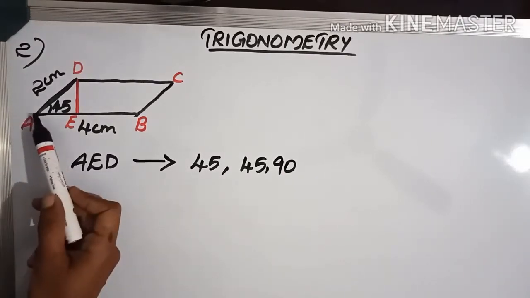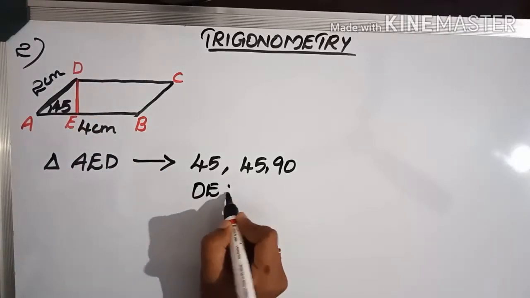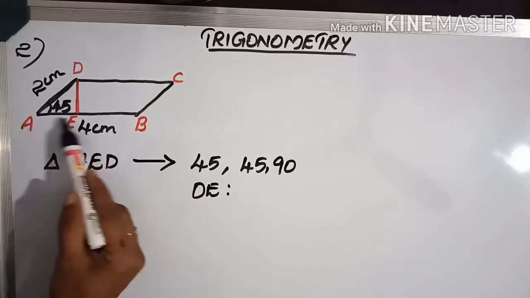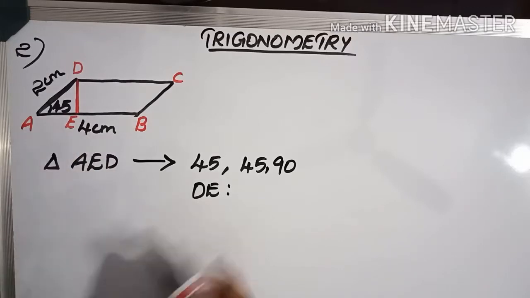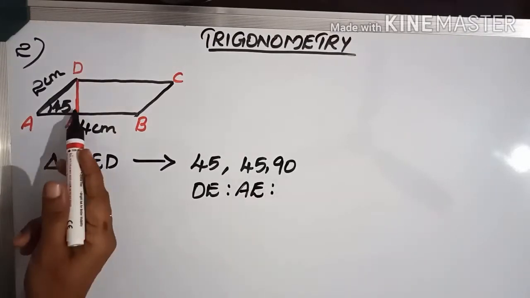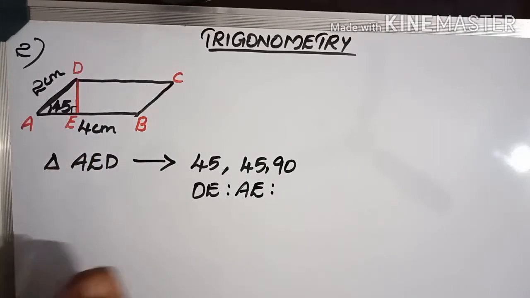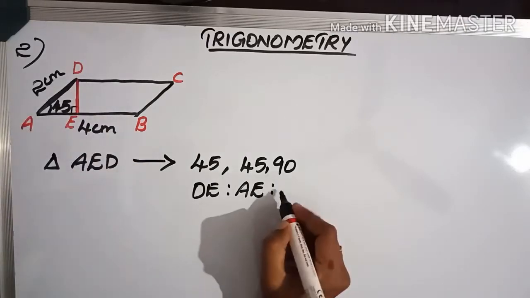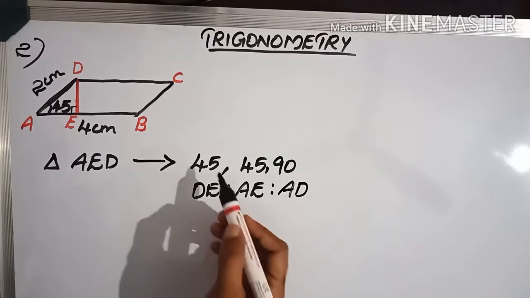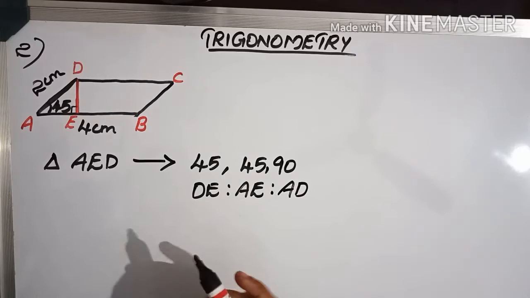First, 45's opposite side is DE, so DE is 2. Next 45 is here, and 45's opposite is AE. So DE : AE : 90. This is 90, and 90's opposite is AD. So DE : AE : AD. For 45, 45, 90, what is the ratio? These three sides will be in the ratio what?